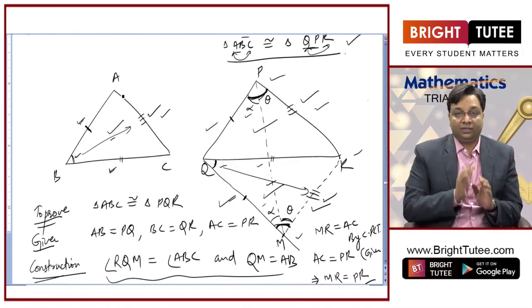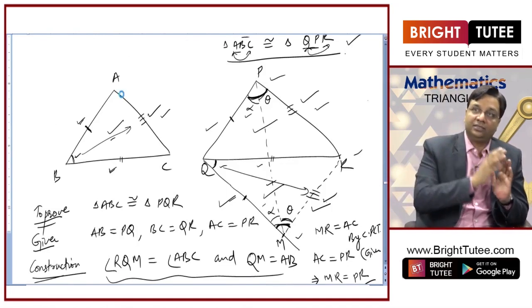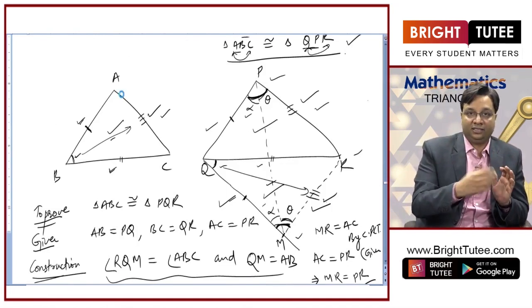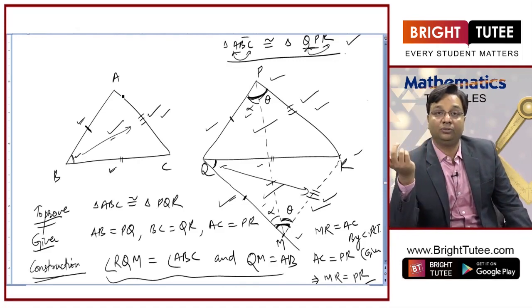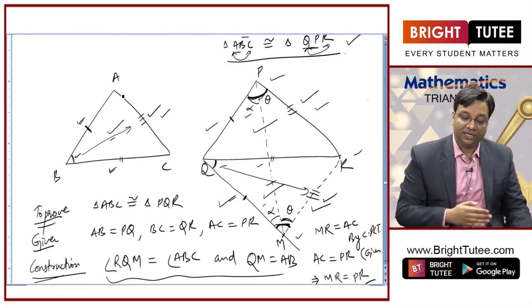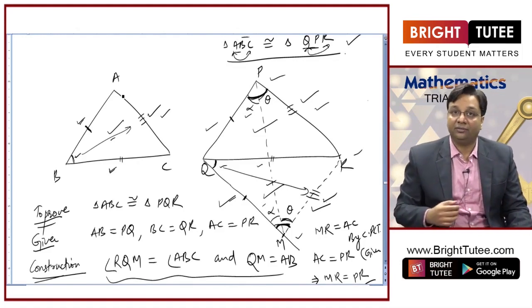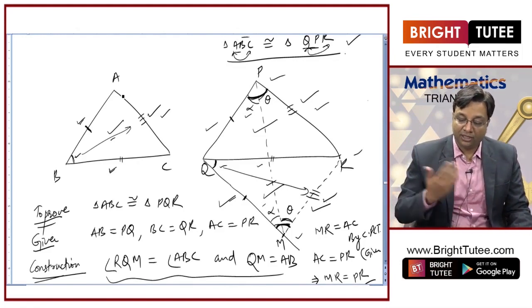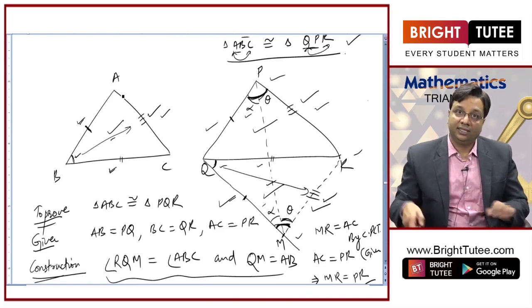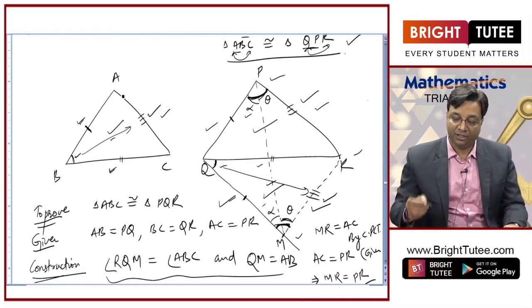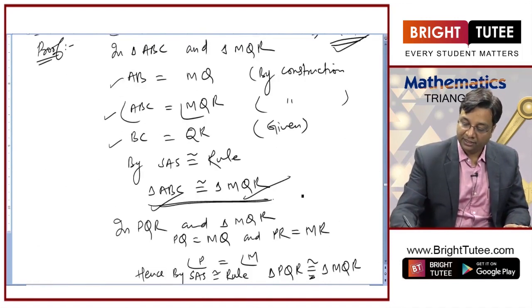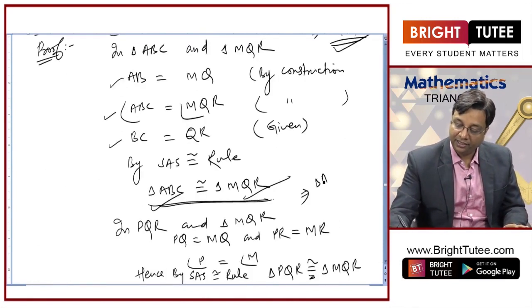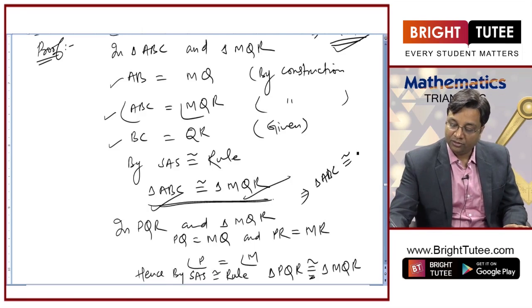So if one thing, let us say x, is equal to y and y is equal to z, then x will also be equal to z. Now if triangle ABC is congruent to triangle MQR and triangle MQR is congruent to triangle PQR, then triangle ABC will be congruent to triangle PQR. Hence I can say triangle ABC is congruent to triangle PQR.